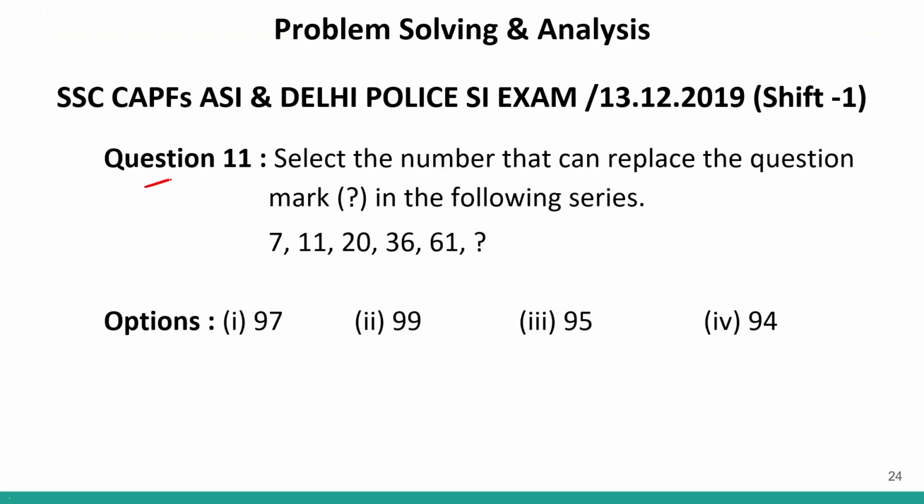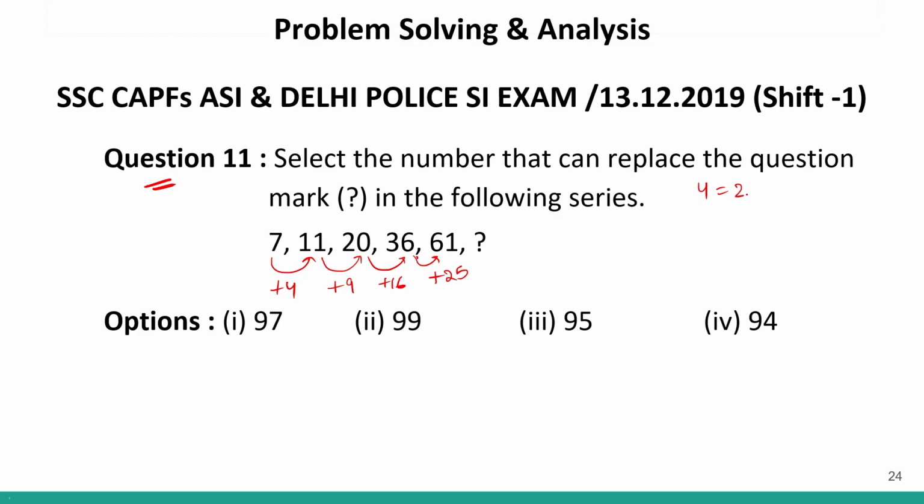Okay. Question number 11, a missing element series number. Now let us see the difference. 7 to 11 is plus 4. 11 to 20 is plus 9. 20 to 36 is plus 16. And 36 to 61 is plus 25. So when I look at these numbers, I can clearly see these are squares.